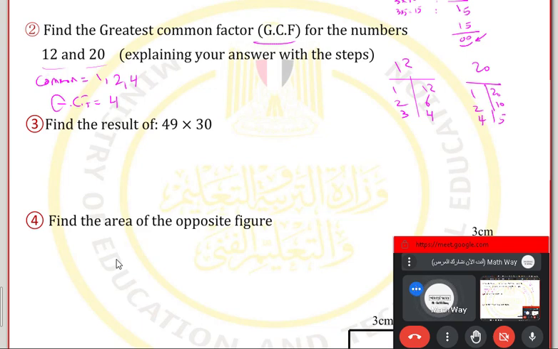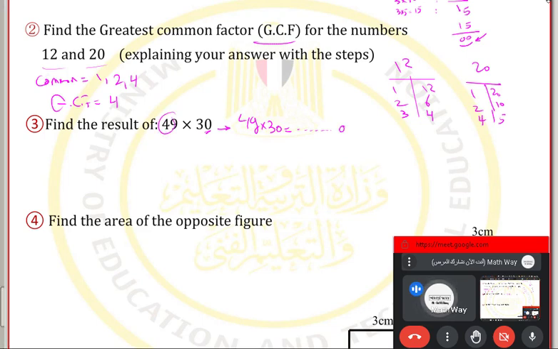Okay, let's complete question 3. The result of this multiplication, 49 times 30. To make it easy, you need to drop down this 0 out. So 49 times 30 equals 49 times 3, and at the end of it we put 0.